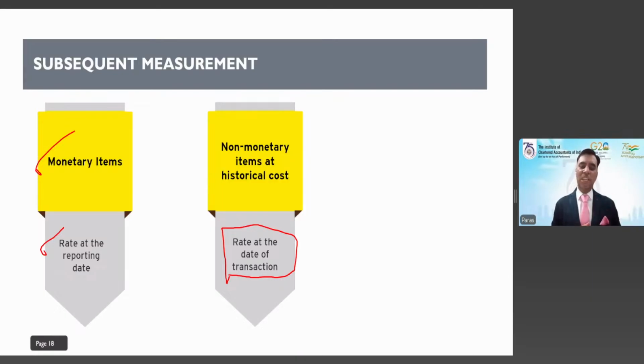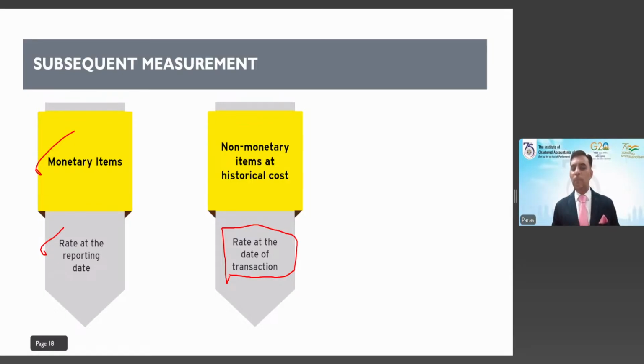For example, you have purchased PPE on 1st of January 2025. So you have recognized that PPE in your books of account, and let's assume you have purchased this PPE from a foreign country. So what you will do, you will consider the spot exchange rate between these two countries. Let's assume the functional currency of your entity is INR and you have purchased this PPE from US, so the US dollar will become your foreign currency. You will consider the spot exchange rate between these two currencies on 1st of January 2025 and you will record PPE in your books of account.